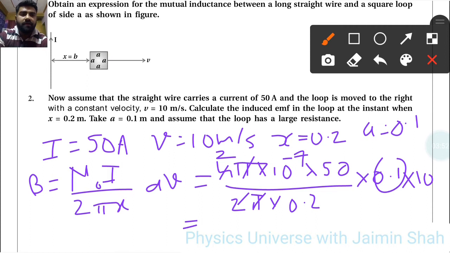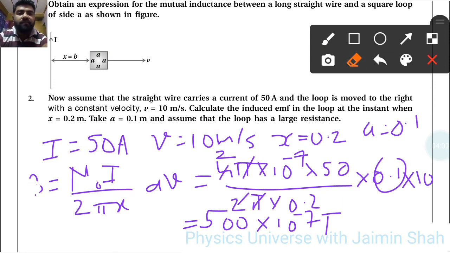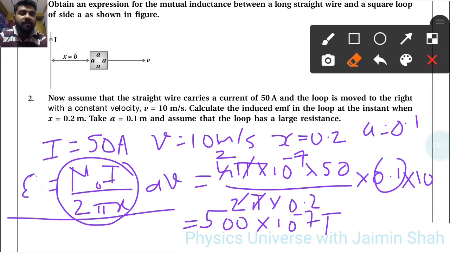So 500 into 10 raised to minus 7. So that is actually the EMF. Here it is not B, this is the EMF formula directly, B a v, the motional EMF formula. So this is the direct EMF formula, and the magnetic field is this. So we found here the EMF, and that is in volts.